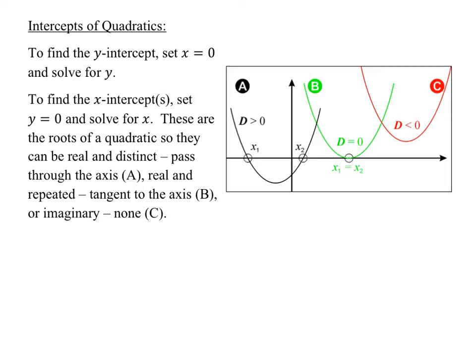When the discriminant was negative, what kind of roots do you get? Complex conjugates, the imaginary roots. You see the red there? Notice you don't see any roots because they are imaginary. So when the discriminant is negative, you get 0 real roots, like we talked about.